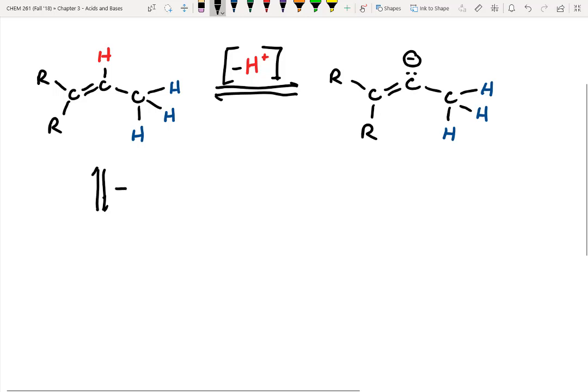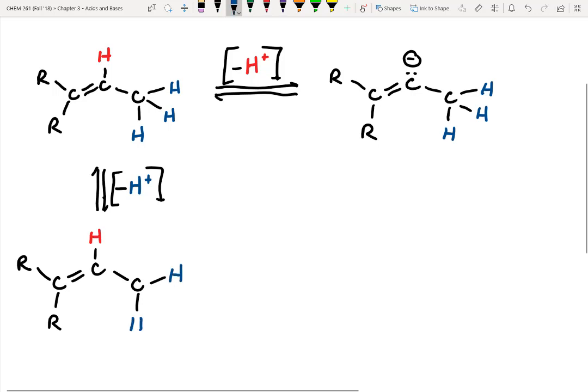So I'll write minus the blue proton. Oops. And we'll draw the conjugate base for that one. And that means the carbon on the far right-hand side has a negative charge in this one.